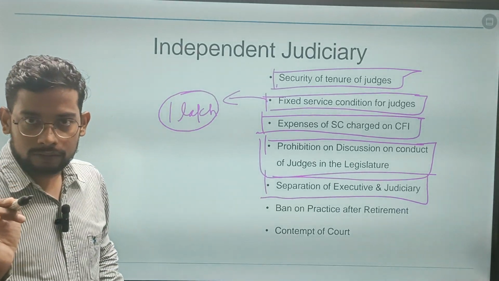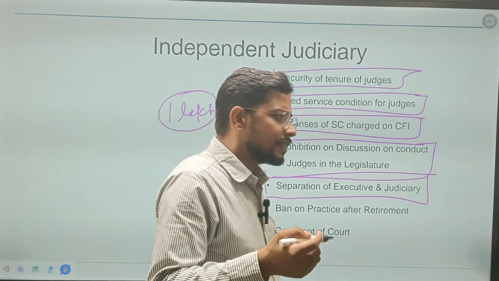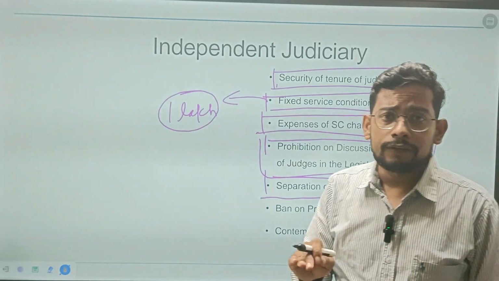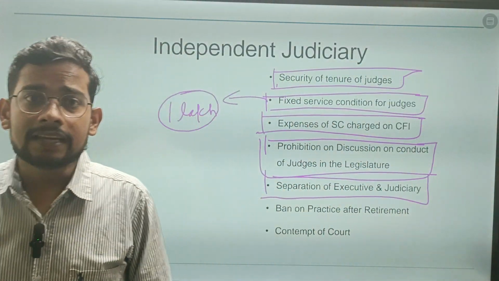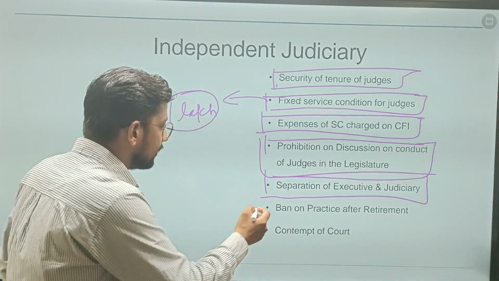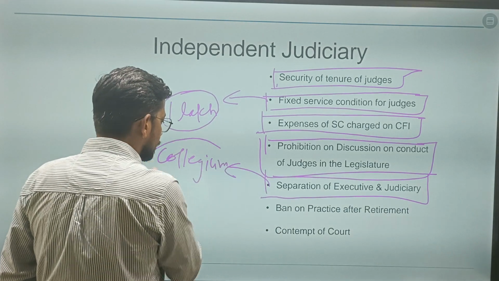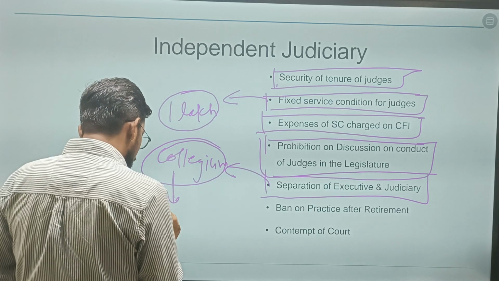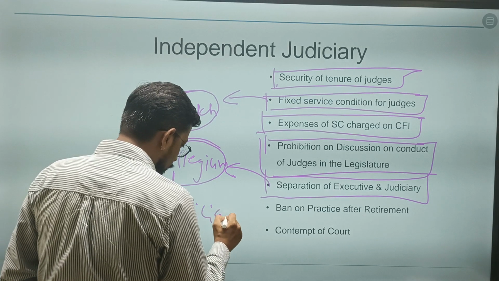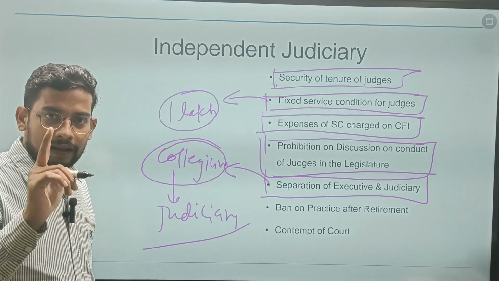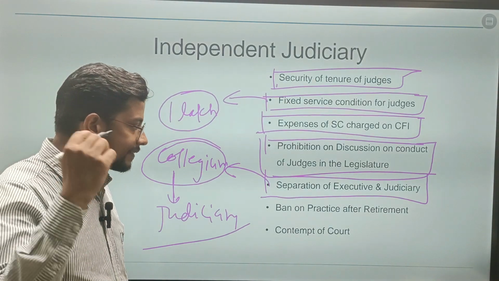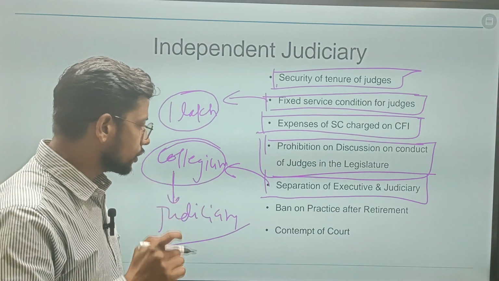Then separation of executive and judiciary. Simply we can say, executive cannot interfere in the workings of judiciary. For example, the appointment of judges will be decided by the collegium. And who is heading the collegium? Collegium is headed by the judiciary only, the 5 senior most judges. So parliament or state legislature or executive cannot interfere in the workings of judiciary.